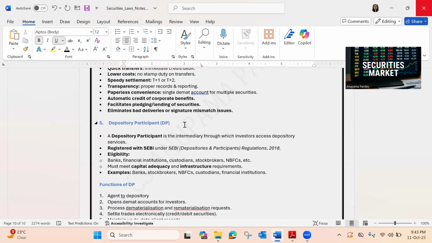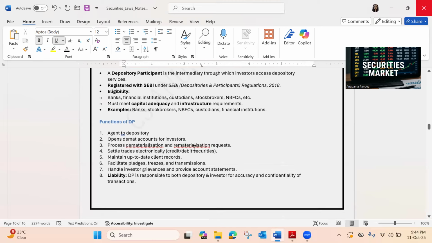Now moving ahead, the further intermediary is depository participant. So a depository participant is an intermediary through which investors access depository services. It is registered with SEBI under SEBI Depositories and Participants Regulations 2018. What is the eligibility to become a depository participant? It could be a bank, financial institution, custodian, stockbroker, NBFC, etc. It must meet capital adequacy and infrastructure requirements to become a depository participant. Example which we have already covered, who can become a depository participant.